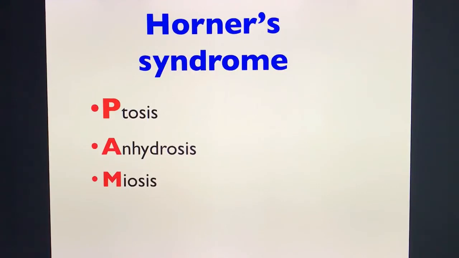Now, what is Horner syndrome? This is PAM, ptosis, anhidrosis, and miosis. So Horner syndrome is ptosis, anhidrosis, and miosis. Horner's syndrome can be encountered in patients with a superior sulcus tumor or an apical lung tumor, or what we call a Pancoast tumor.